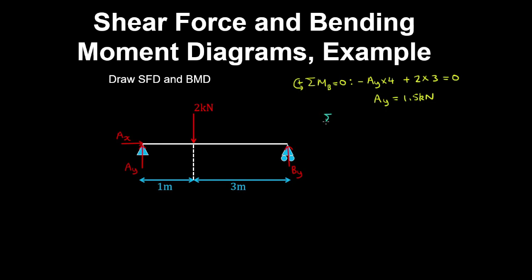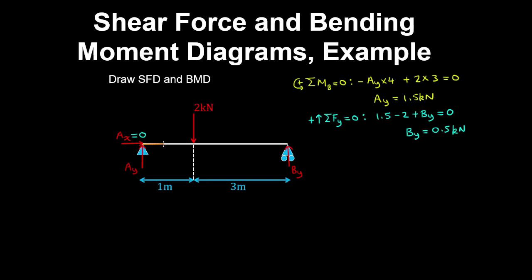And an equilibrium of forces in a vertical direction, with upwards being positive, gives AY minus 2 kilonewtons plus our unknown reaction BY is 0. So therefore BY is 0.5 kilonewtons. And we know that AX is 0 by a horizontal equilibrium of forces.